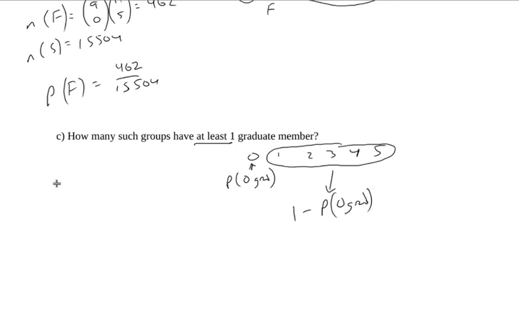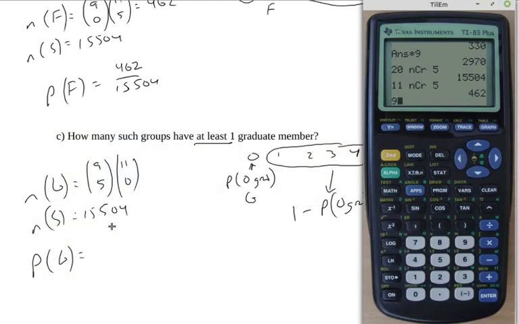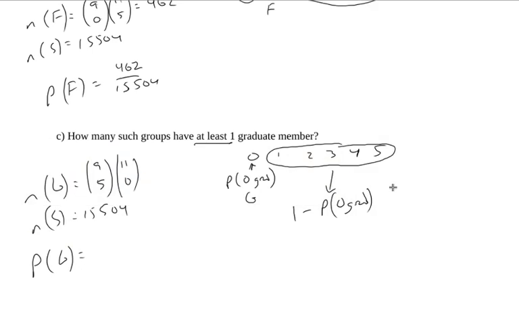So, 0 graduate students, I've used E, F, let's call this G, is a little weird, but whatever, I'll call it G. The n of G, the number of ways I can have 0 graduate students. Well, from the 9 undergrads, we would have to choose all 5 of them, and from the 11 graduate students, we'd have to choose 0. Again, n of S is the same, it's still 15,504, and so the probability of G is going to be, I guess I need to figure out what 9 choose 5 is. 9 choose 5 is 126.